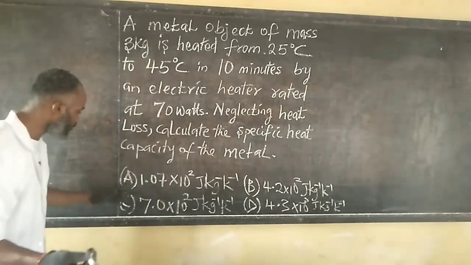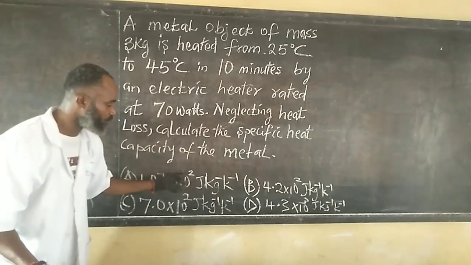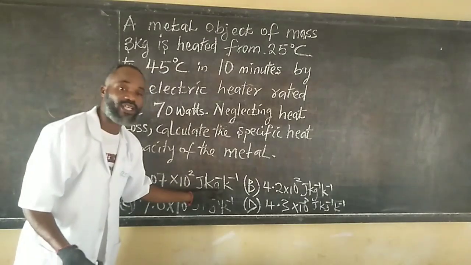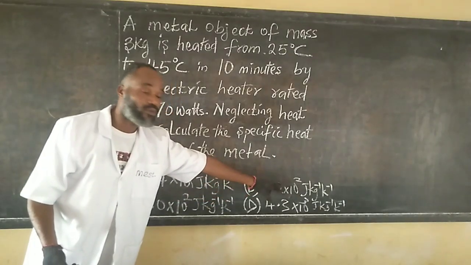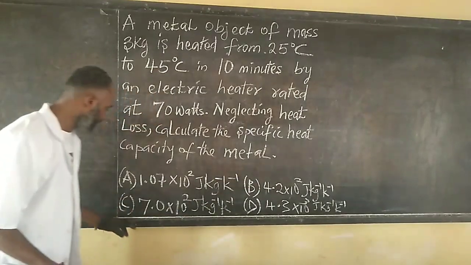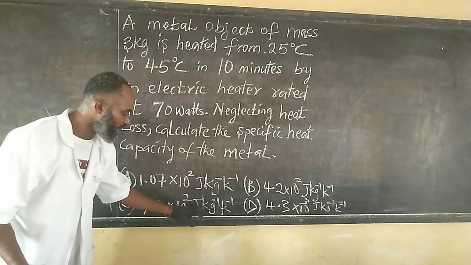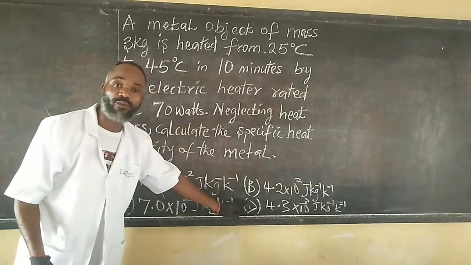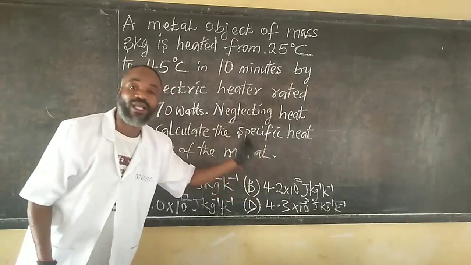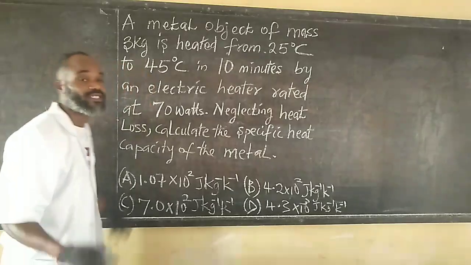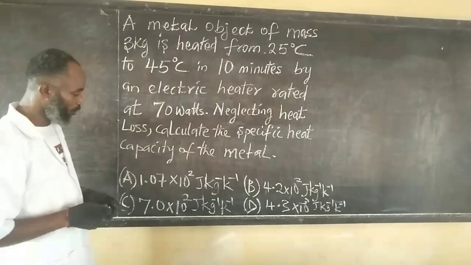So let's see. Options: A, 1.07 times 10 raised to the power 2 joule per kilogram per Kelvin. Option B, 4.2 times 10 raised to the power 2 joule per kilogram per Kelvin. Option C, 7.0 times 10 raised to the power 2 joule per kilogram per Kelvin. And finally, option D, 4.3 times 10 raised to the power 3 joule per kilogram per Kelvin. So let's see which of the options might be the correct option.